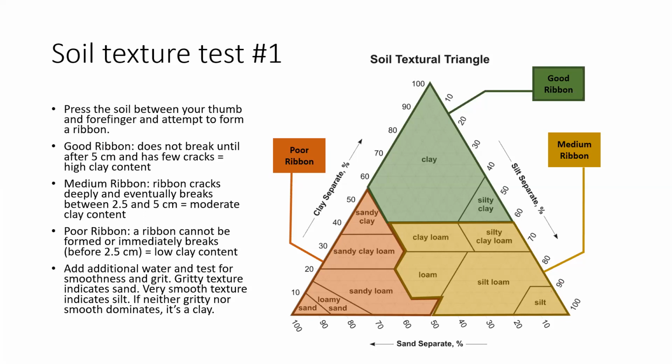If you add a little bit more water to it, you can actually test for a grittiness. If it's very, very smooth, you have a lot of silt. If it's very gritty, you have a lot of sand. Neither gritty nor smooth, then you have clay. And that actually helps you also identify where you are in the subdivisions of these different colored parts of this triangle.